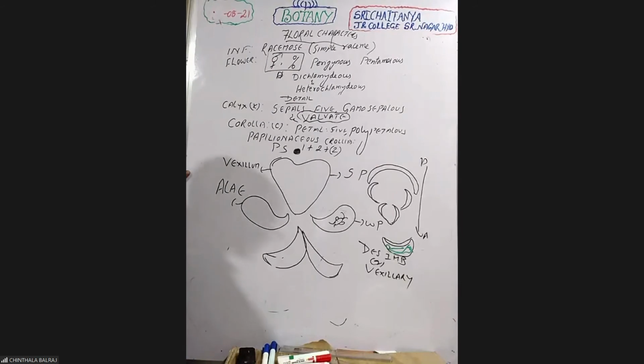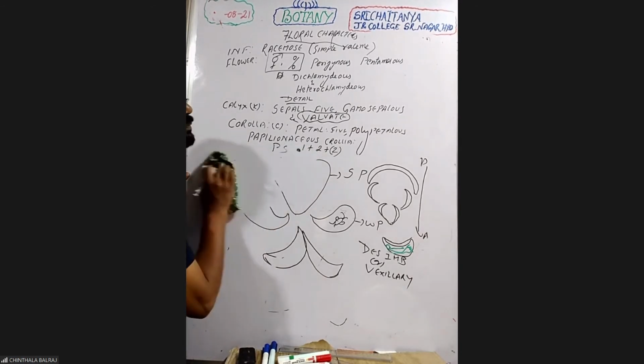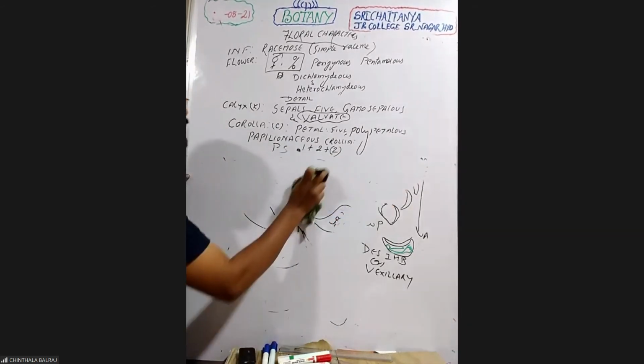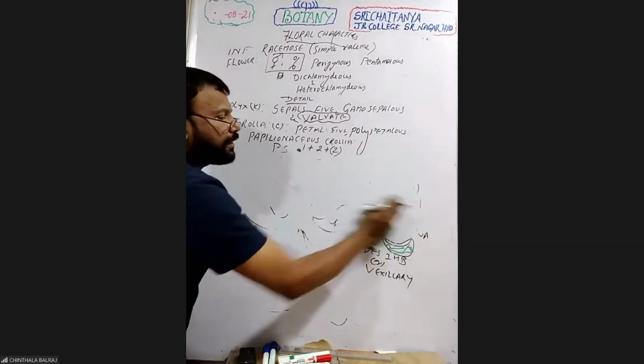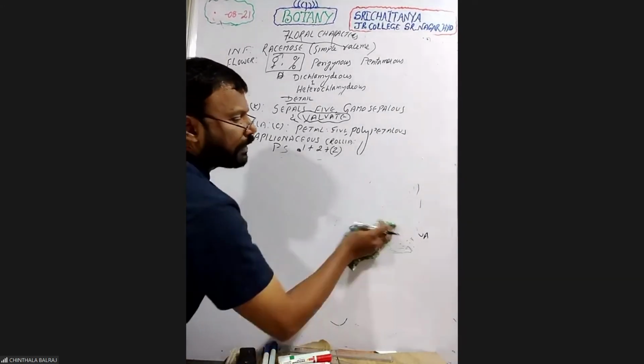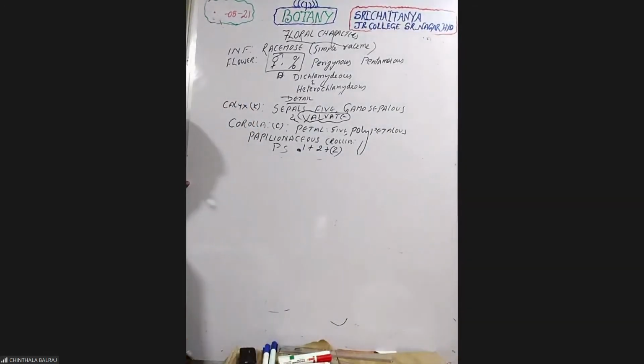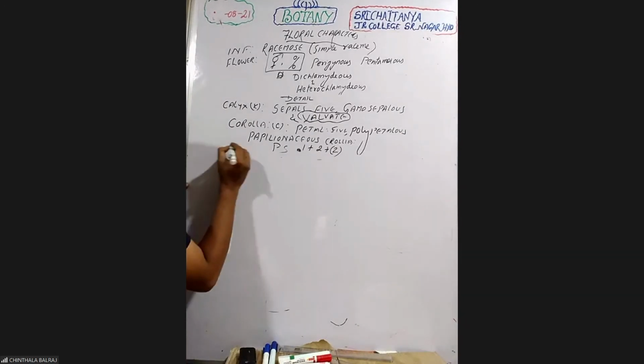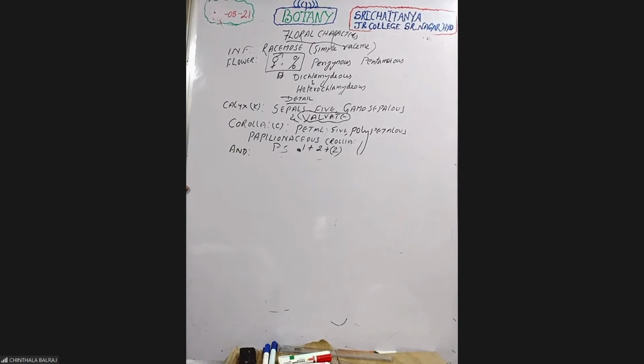Which is the hard petal? Standard petal. Okay, correct. What do these two within the bracket indicate? Keel petals which are fused. Correct? Yes, sir. Third one, androecium.